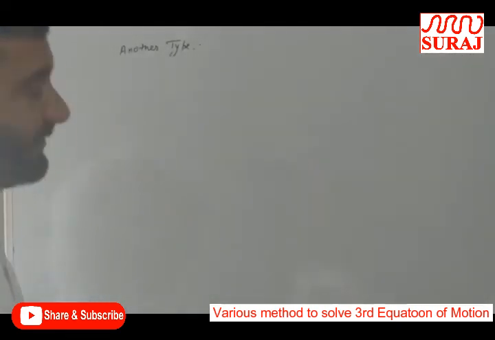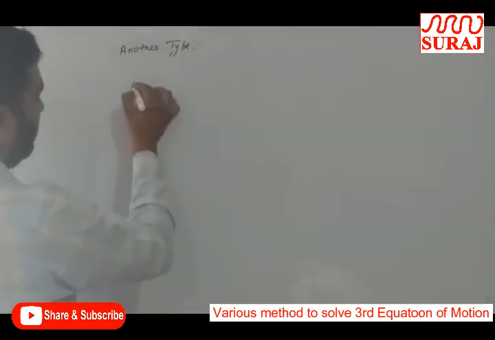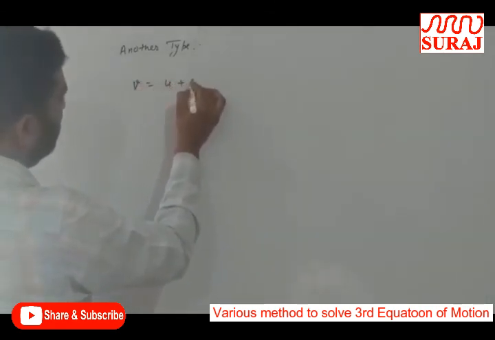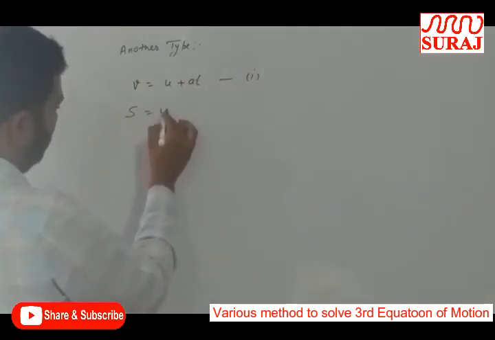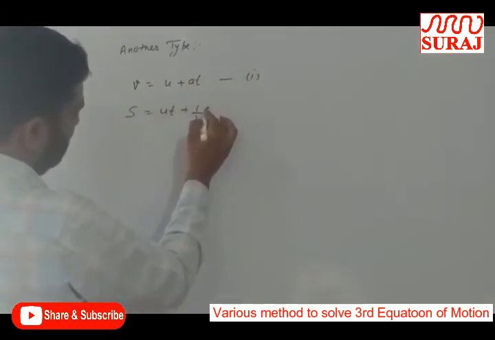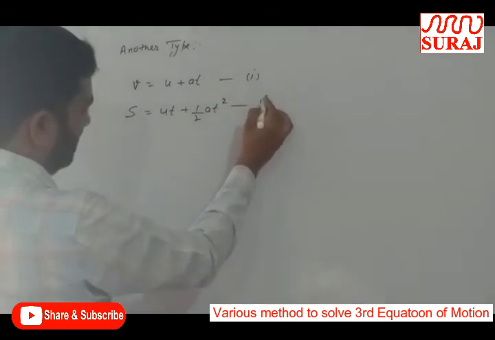One more method I will discuss here. From first we know that v is equal to u plus at. This is equation number first. From second we know that s is equal to ut plus half of at square. This is equation second.